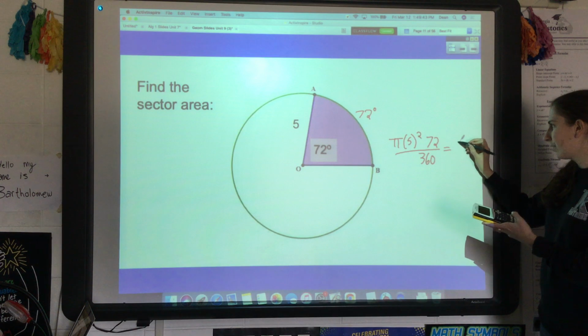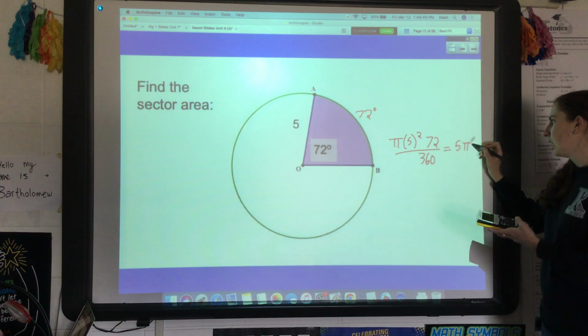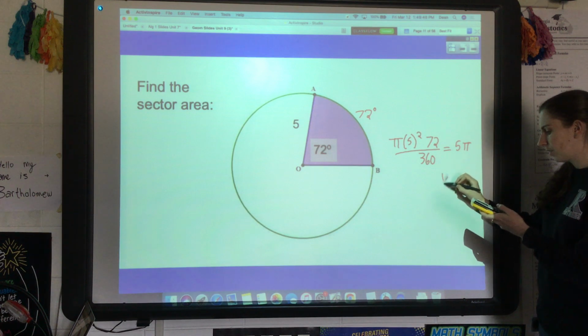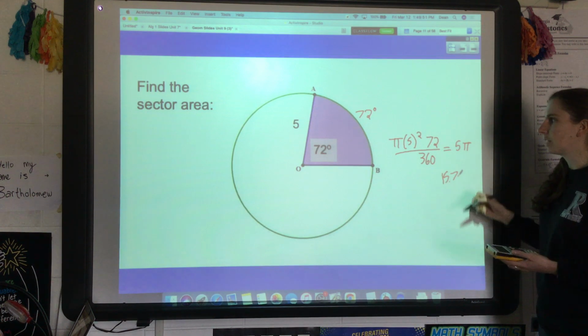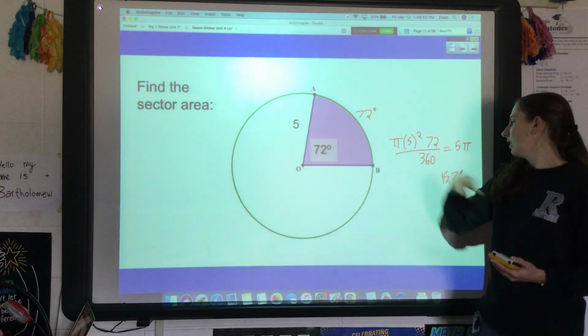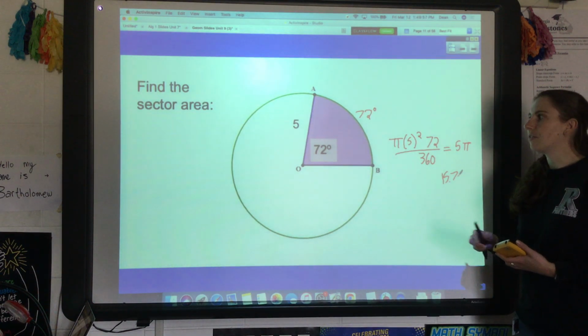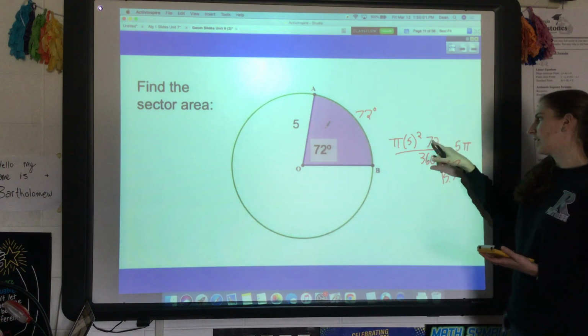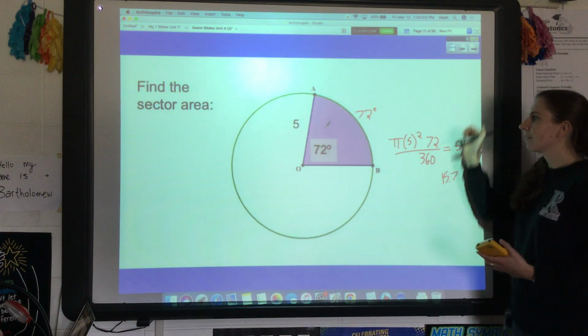So it ends up being 5 pi, which if you want a decimal is approximately 15.7. So the area of this sector here is 15.7. It's a fifth of the entire circle, because 72 out of 360 is a fifth.